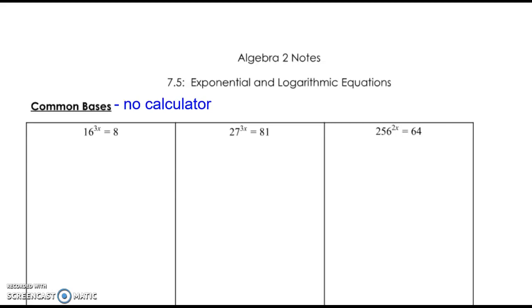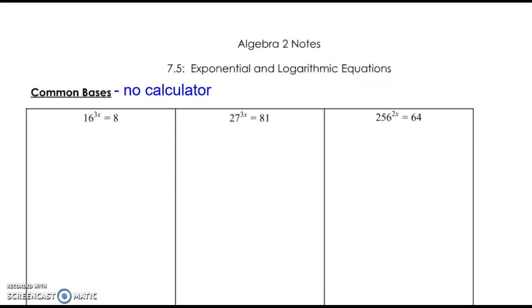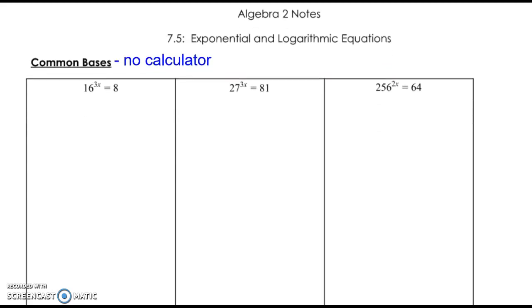Algebra 2 Note 7.5 Exponential and Logarithmic Equations. So these are the ones we have been doing if you can write your exponential equations with a common base. So we see a 16 and 8, so we're thinking, can we write both these as 2 to some power, or 3 to some power, or 4 to some power? What can we rewrite them as? They can both be written as 2 to some power.